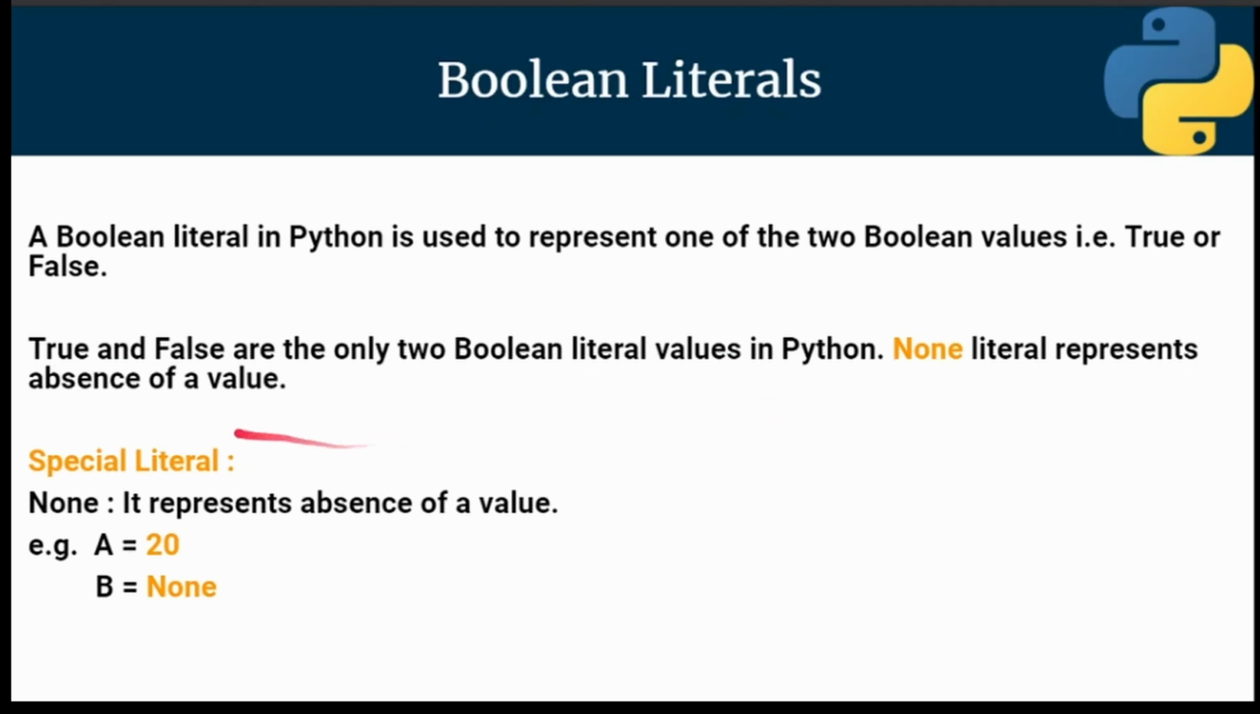None literal represents absence of a value. None is a special literal which is used to represent absence of a value. Now, a equals 20 is given and b equals None. That means no value is assigned to the b variable.